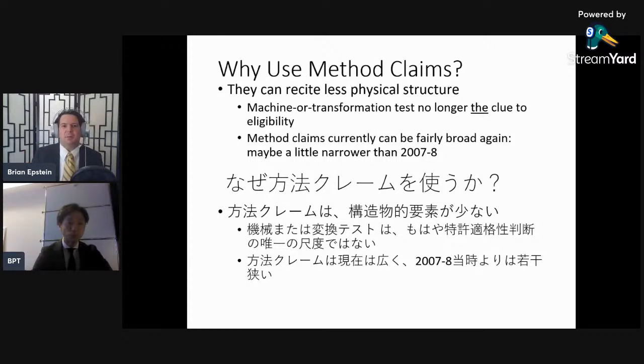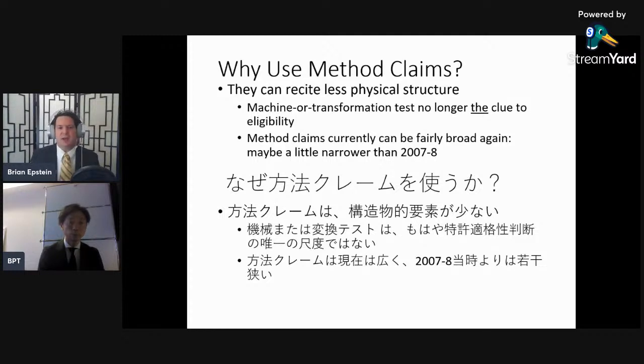And this comes about because the machine or transformation test is no longer the clue to eligibility. All right. Long-term practitioners might remember that there was this machine or transformation test that arose from the Federal Circuit decision in Bilski. And so for a couple of months there, that's what all of the practitioners used, was this machine or transformation test. That's what the USPTO used. And then at the Supreme Court, they reversed the Federal Circuit. They said the machine or transformation test is just a clue to eligibility.